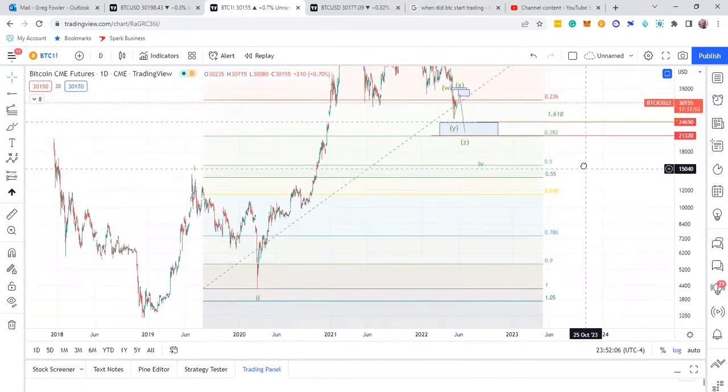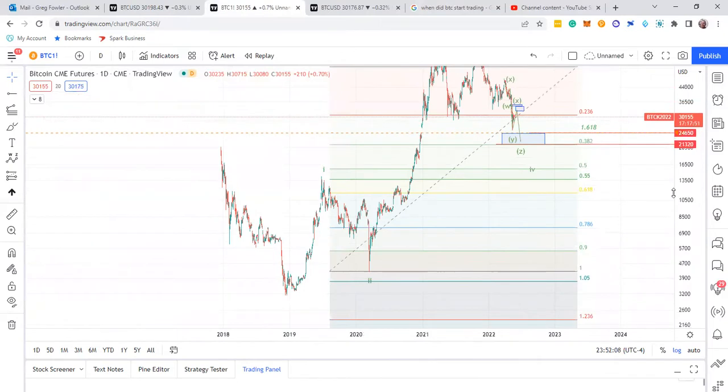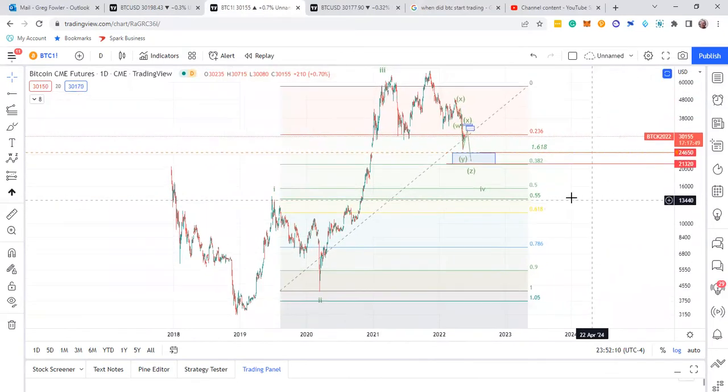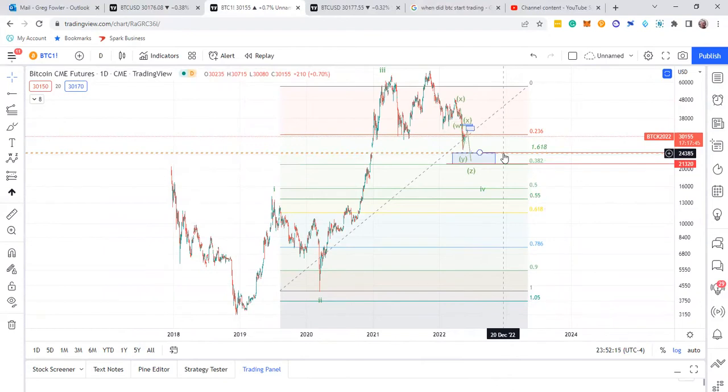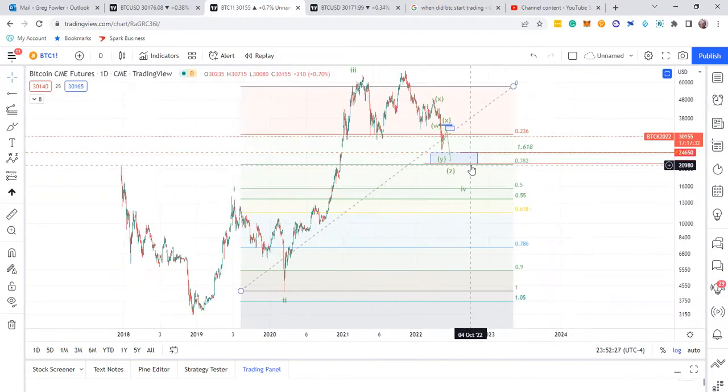Why do I have that 0.382? I have that 0.382 because that is the most common area where fourth wave corrections like to go. And that number right now is at 21,345, more or less. It's off a little bit. Some of these charts are a little bit different. So, you know, if I go to another chart, it might be 21,800 or something like that. It's kind of weird how these are things.